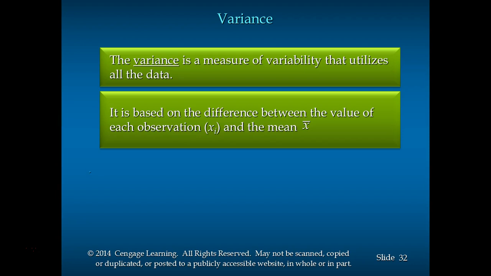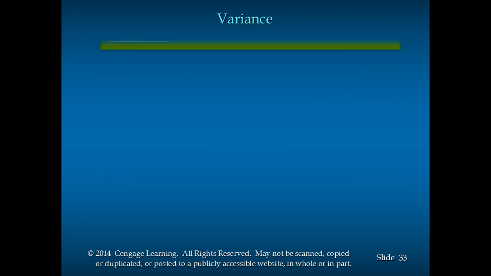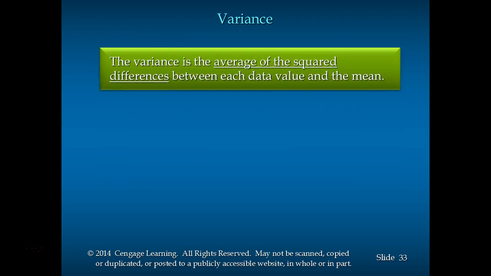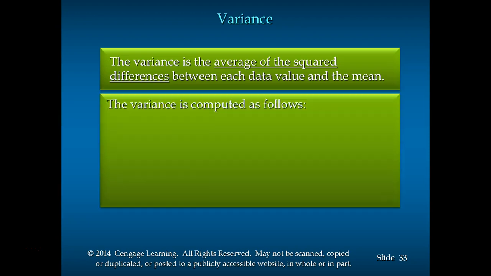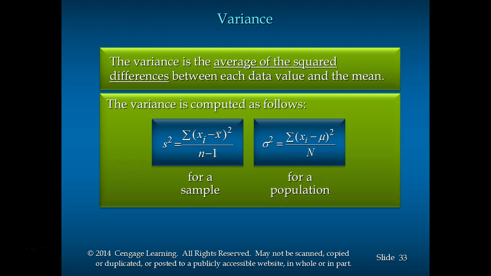It's based on the difference between the value of each observation x and the mean x̄. The variance is useful in comparing the variability of two or more variables. The variance is the average of the squared differences between each data value and the mean. The variance is computed as follows. Get each value, subtract it from the mean, square it, and divide by n minus 1.